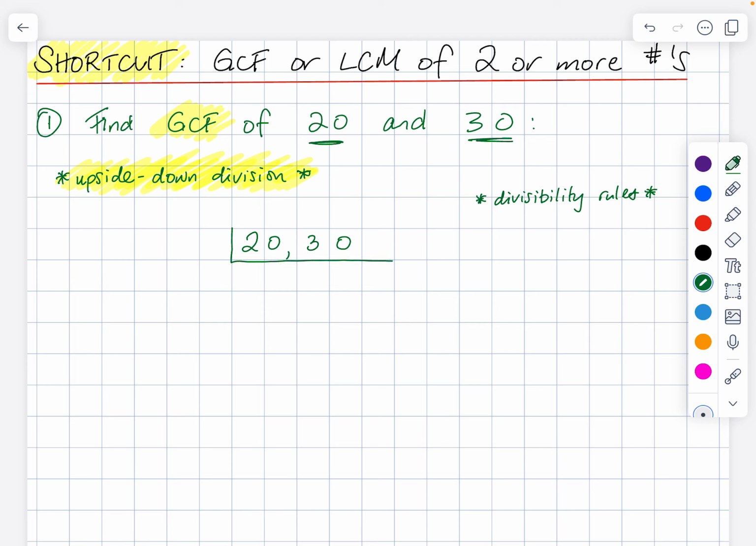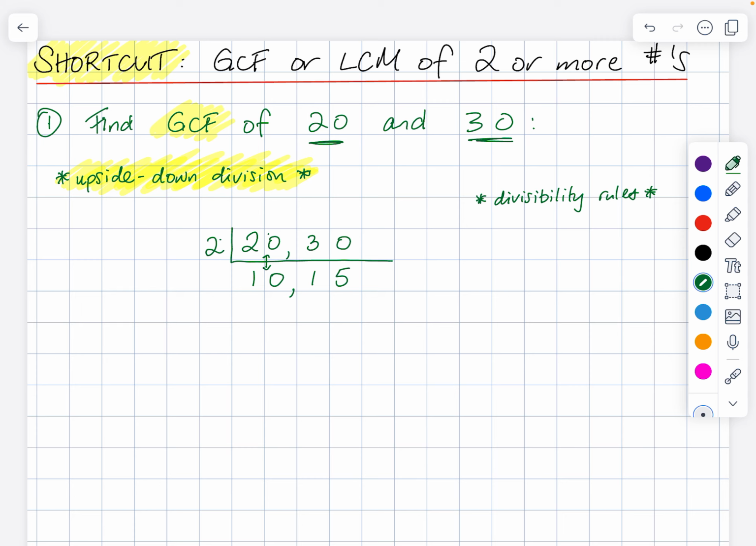So I'm going to draw a line like that. I'm going to write 2 off to the side here. So then I think to myself, okay, what's half of 20? Or what is 20 divided by 2? 20 divided by 2 gives me 10. Or I could also think, what times 2 gives me 20? And it's 10. Notice I'm writing it directly underneath 20. And then I do the same thing for 30. So 30 divided by 2, or what's half of 30, or 2 times what will give me 30? I know it's going to be 15. So now I have 10 and 15 listed below.